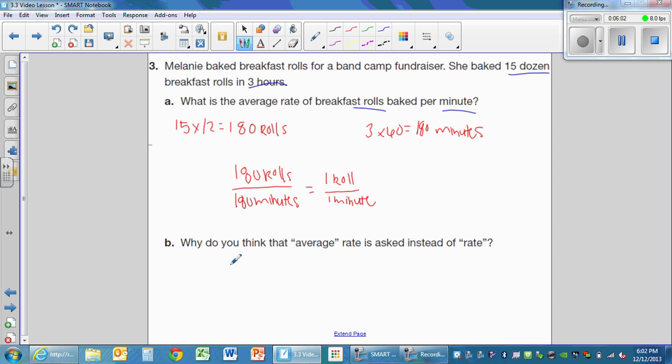Problem B says, why do you think that they used average rate instead of rate? You should have written down something that she probably isn't going to bake at a steady rate. She also probably is going to bake a bunch of cinnamon rolls at a time on a cookie sheet, like in batches, kind of. So it's not technically that she's really baking 1 roll every minute. It just kind of comes out to that when you break it down.